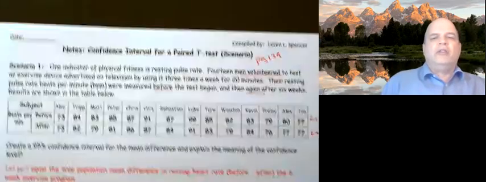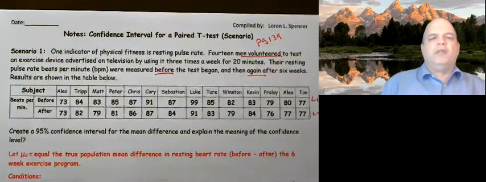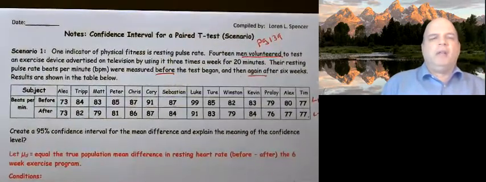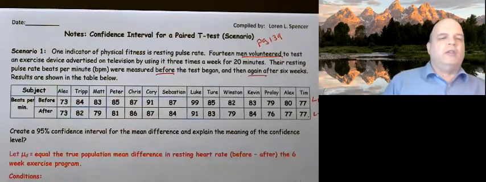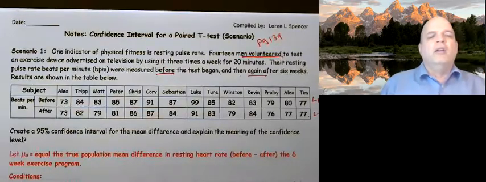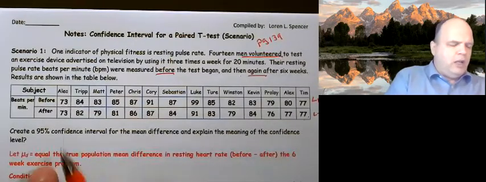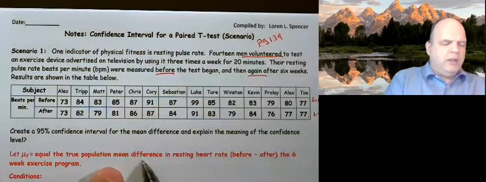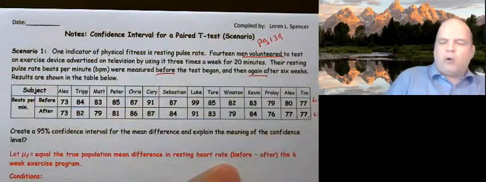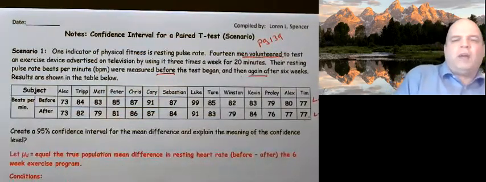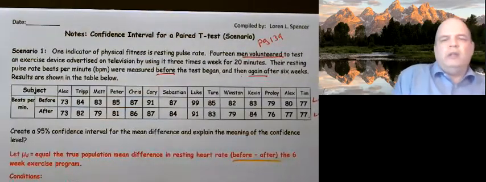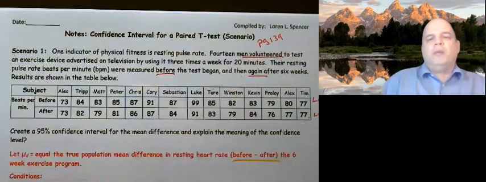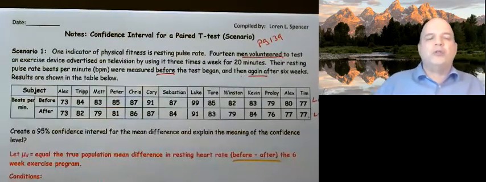The next thing it asks us to do is create a 95% confidence interval for the mean difference and explain the meaning of the confidence level. Well, on the sheet, it says the very first thing you do is define the mean difference. So let mu d equal the true population mean difference in resting heart rate, before minus after. It is hypercritical that you tell the direction. All right. You've got to tell the direction you went because your interval will change.